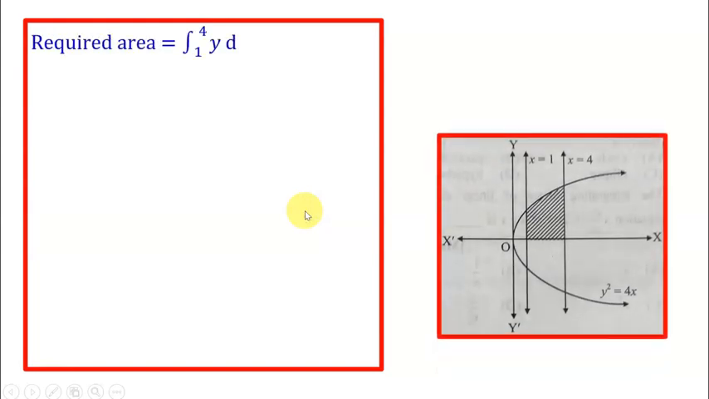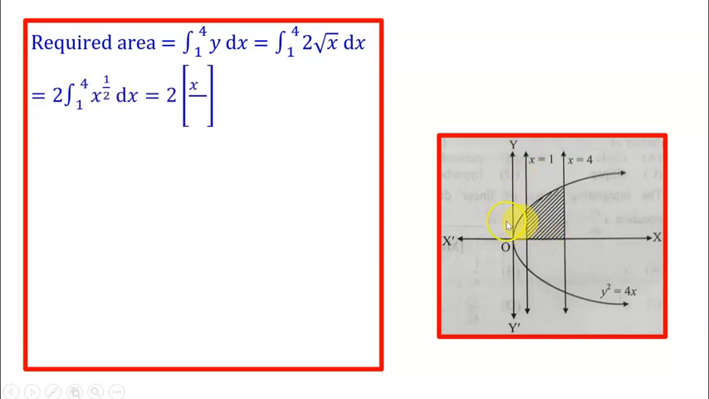Okay. See this here. The required area is equals to integral. The value of x varies from x is equals to 1 to x is equals to 4. Therefore, integral 1 to 4 y dx. What is y? y square is equals to 4x. Taking the square root, you will have root of x. Root of 4x means what?